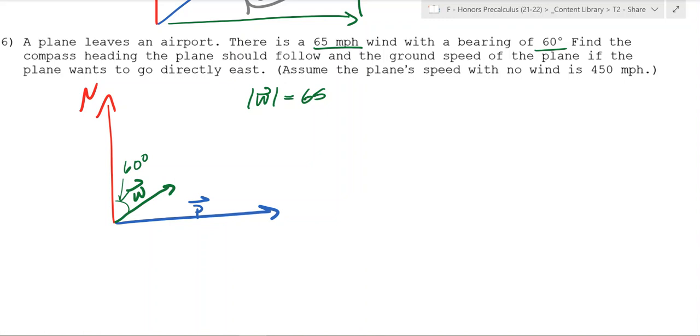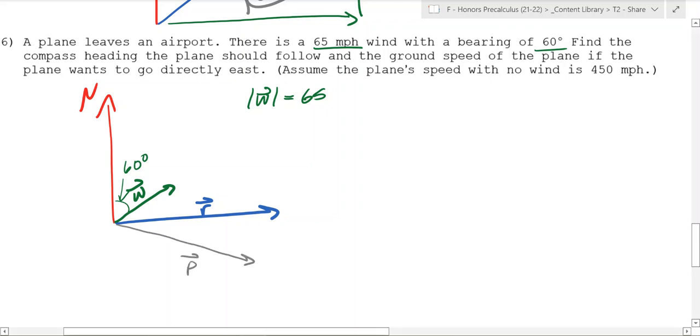So you can think of this as where do you want the plane to head? So what you can do is, let's instead call this the resultant vector. And this is what the plane tries to go. And the plane is going to head in some direction like this. But because the wind is going to blow it up, it's going to end up going to the east. Well, the wind vector, we know, is going to be 65, which is the magnitude, times cosine of this angle right here, which is 30 degrees.